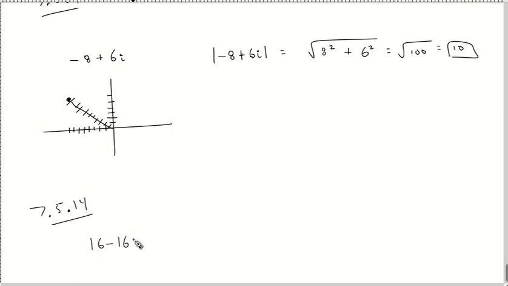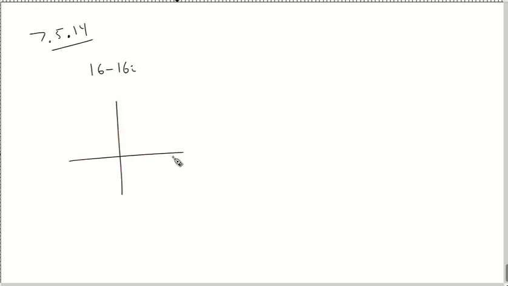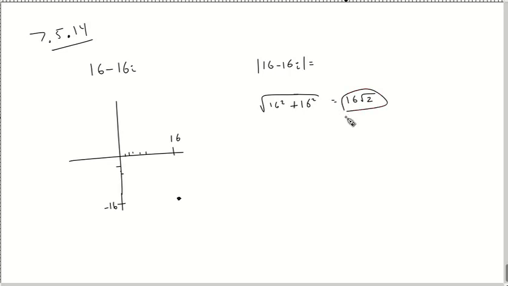16 minus 16i. Do it again! I guess. 1, 2, 3, 4, 16. 1, 2, 3, 16. Well, negative 16. Wow. That was so fun. Okay, there we go. It's just that I actually have to write this stuff? Come on. 16 square root 2. Just to cut to the chase here. Yeah. No big deal. Moving on.